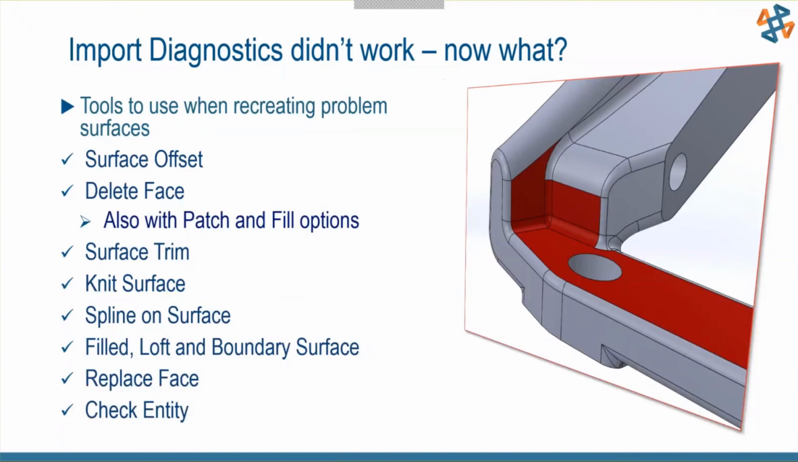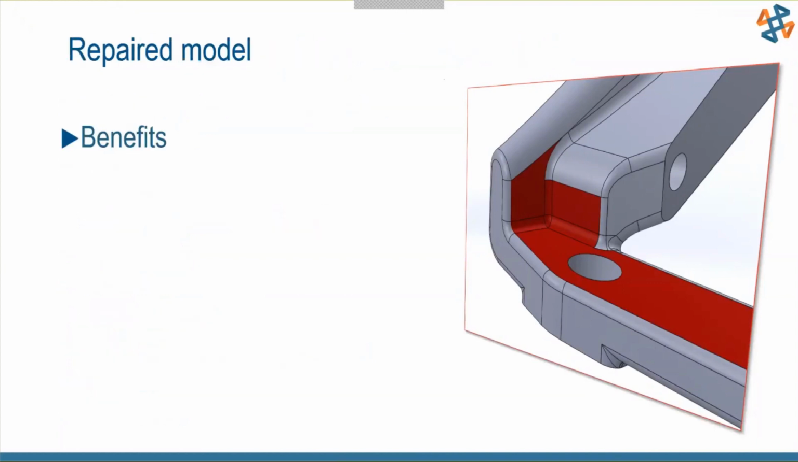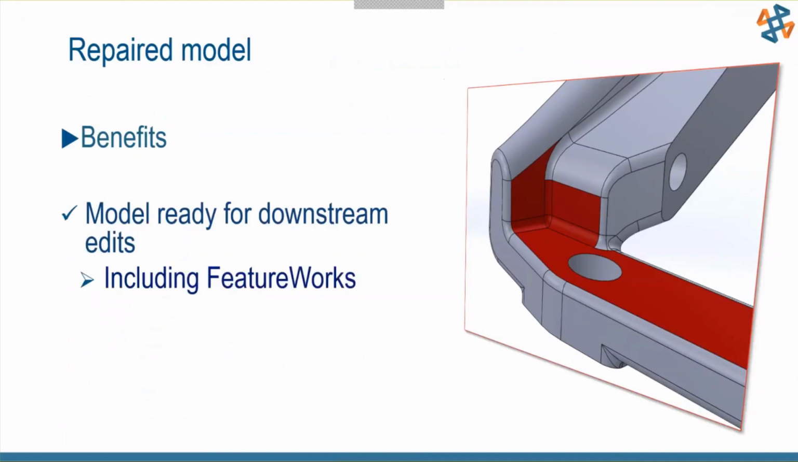So here's a summary of the process that we just followed, along with a couple of other techniques like spline on surface and then filled and lofted at boundary surfaces as well, including the check entity as well. The question is, why bother with all of those different steps? Well, we now have a model that can be used for downstream edits, like maybe moving or removing a hole.